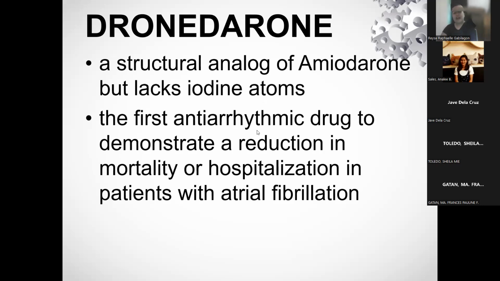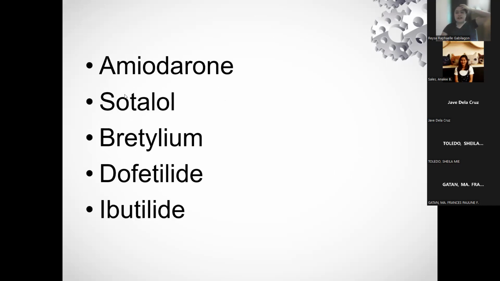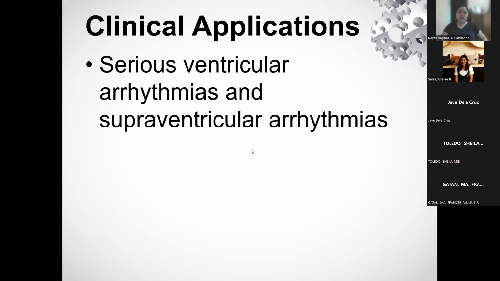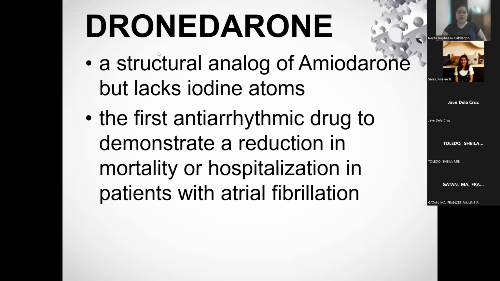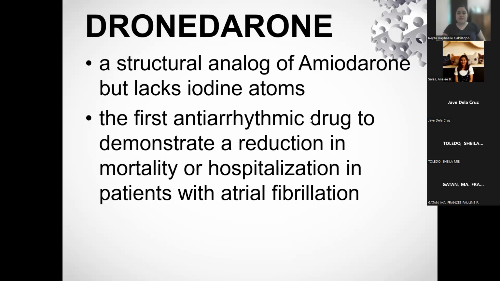Dronedarone is just a family of the amiodarone. It's not actually listed here for our class 3: amiodarone, sotalol, bretylium, dofetilide, and ibutilide. But please take note that this is actually a family of amiodarone. It's actually a structural analog of amiodarone. But what is their difference? The structure is derived from amiodarone, but anong kinuha? Inalis si iodine. Kasi yung toxicities ng amiodarone, most of this class are caused by iodine. So, inalis nila.